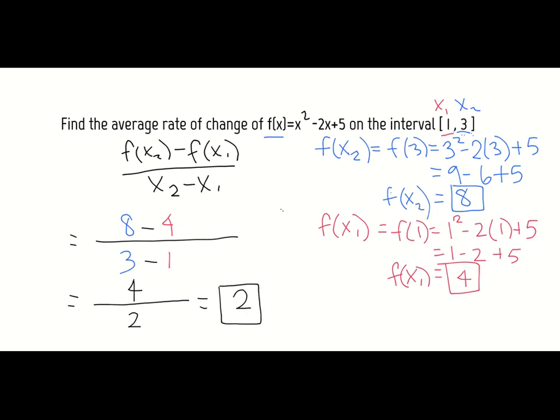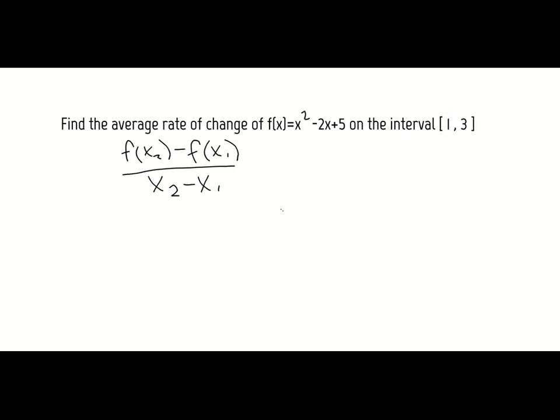So the average rate of change of f of x equals x squared minus 2x plus 5 on the interval 1 to 3 is 2. So that's just a more complicated example only because this function rule was longer. So that's why I recommend finding the function value separately like this.